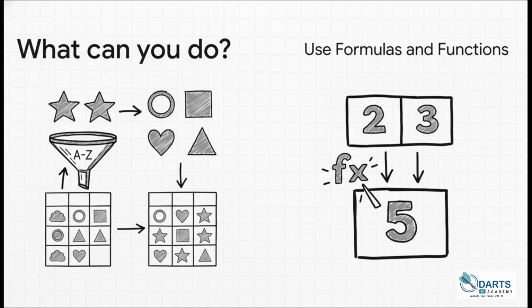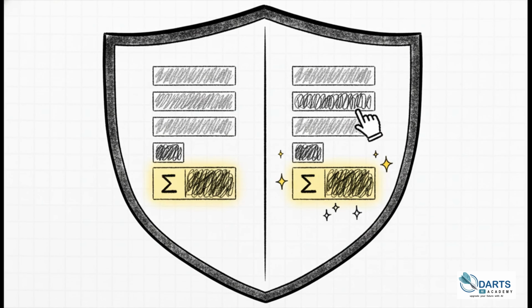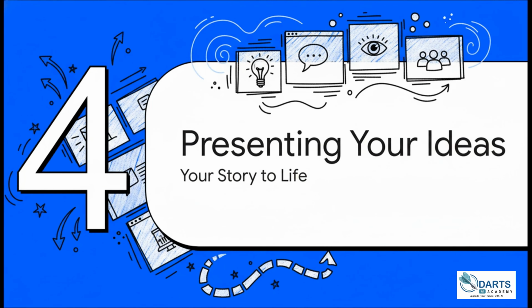But the real power, the thing that makes spreadsheets amazing, is using formulas. And this right here, this is the secret weapon. Instead of pulling out a calculator to add up a column of numbers, you just type in a simple formula. And the best part, if you change one of the numbers, the total updates all by itself. It saves so much time. It's incredible.